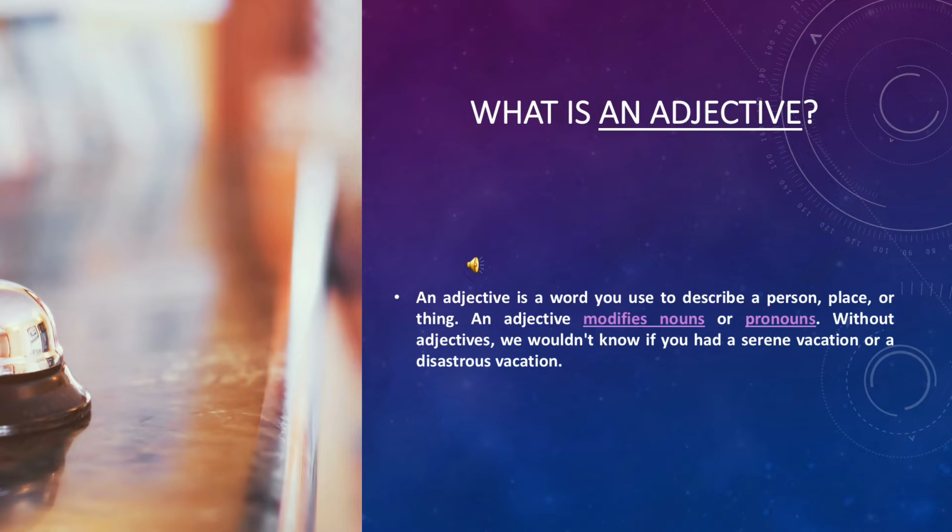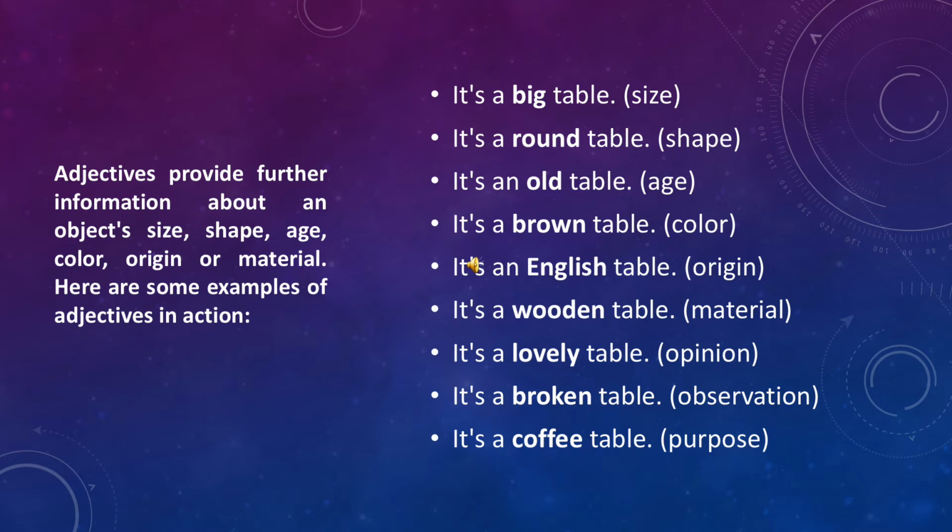The first question that could be asked is, what is an adjective? An adjective generally is a word that we use to describe a person, place, or a thing. The adjective could modify a noun or a pronoun. Without adjectives, we would not know if we had a good vacation or a bad one. Generally speaking, adjectives provide further information about an object's size, shape, age, color, origin, or material.